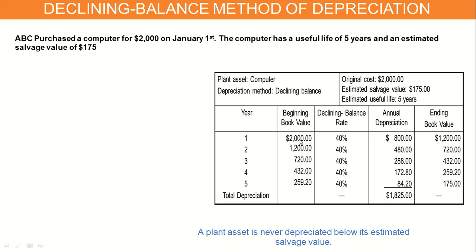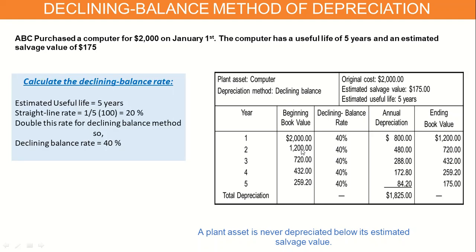We have the beginning book value of $2,000. The beginning book value in this case will be the purchase value of the asset, and we have a declining balance rate of 40%. We multiply 40% with 2,000, and then we have an annual depreciation of $800. $800 is subtracted from 2,000, and the ending book value for year 1 will be $1,200. This value will be the beginning book value for year 2, and the same process continues.